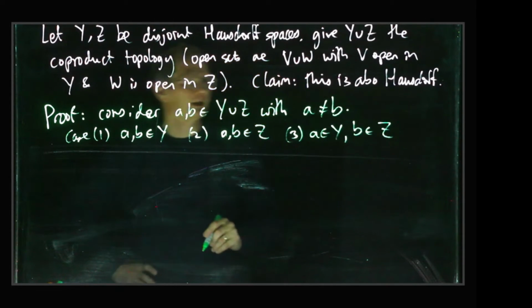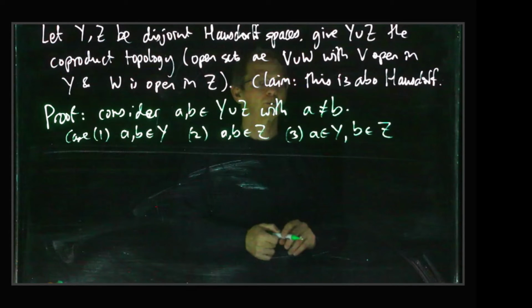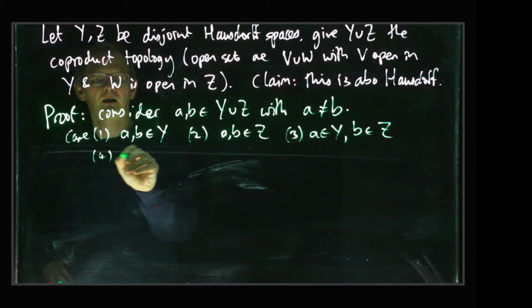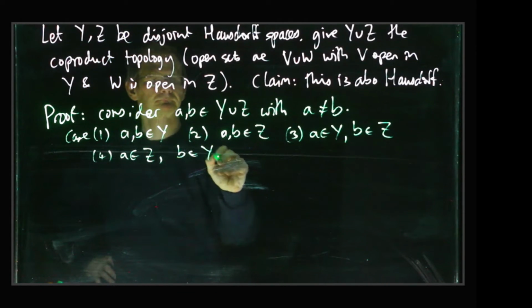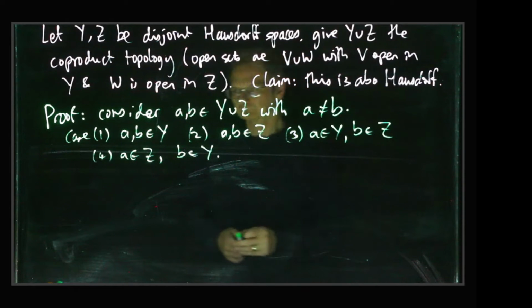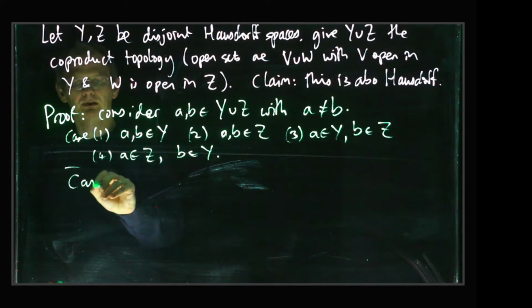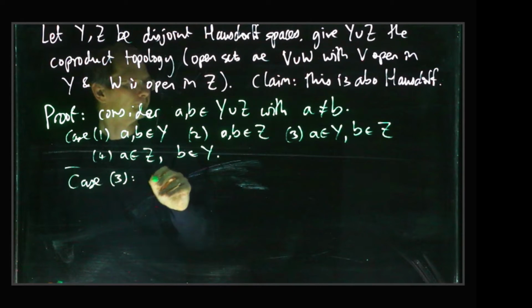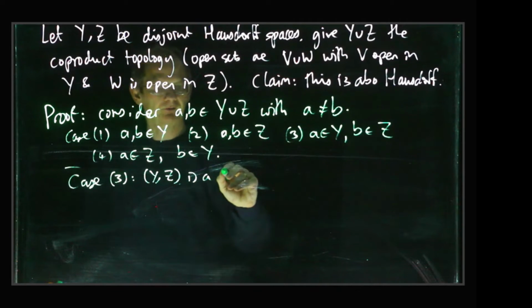So case 1 is where both of them are in Y. Case 2 is where both of them are in Z. Case 3 is when A is in Y and B is in Z, and case 4 is when A is in Z and B is in Y. Well, let's work backwards. In case 3, just the pair Y, Z is a Hausdorff separation.